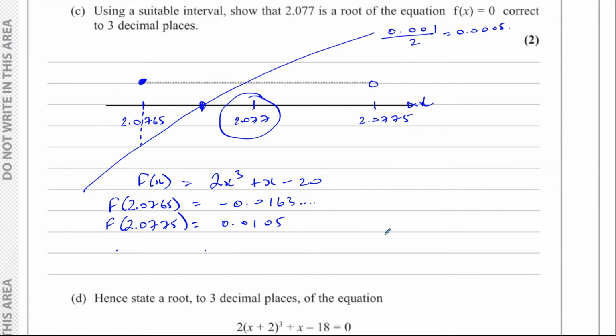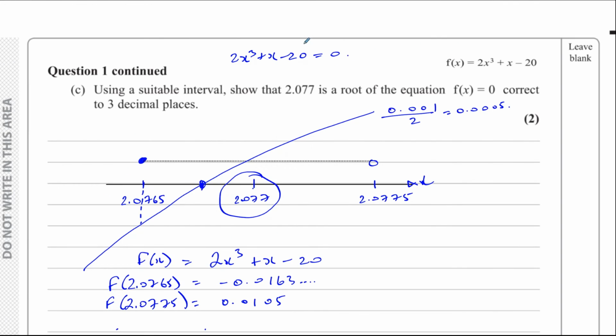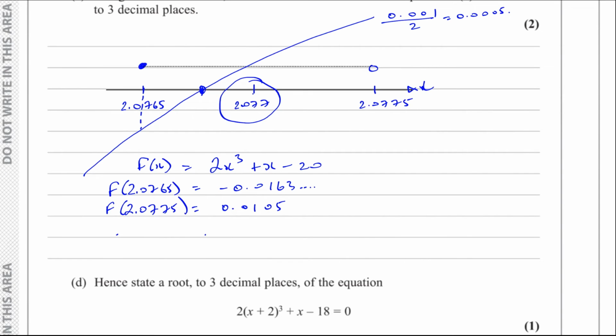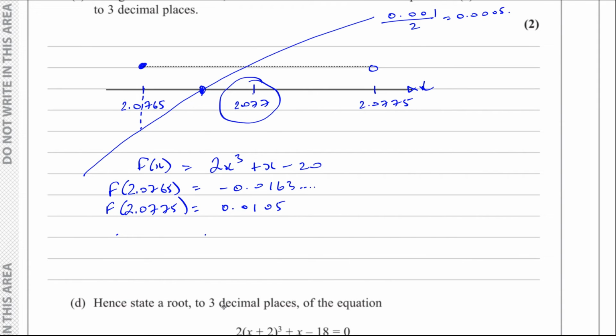So as long as there is a change of sign between the upper and lower bound, and it's a continuous function, not a function which has asymptotes or anything like that, this is a continuous function. This is a cubic function here. Then we know that there must be a root that lies somewhere between those two values.